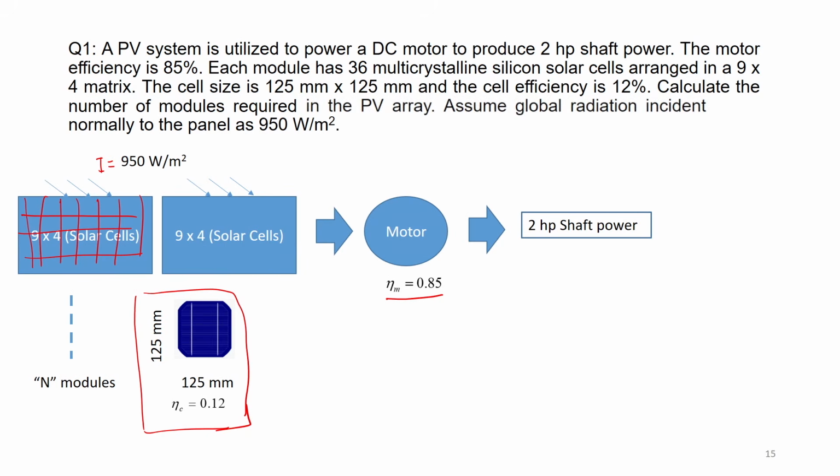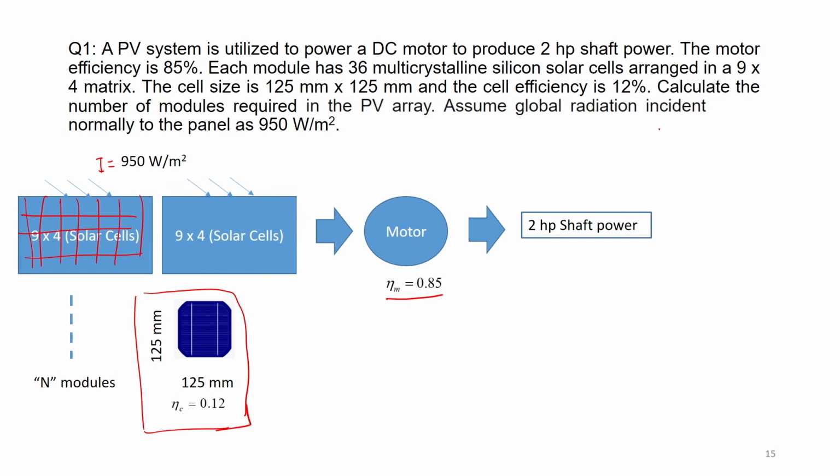So, what are the parameters given? Shaft power output is 2 HP, and then conversion efficiency of the motor is given as 85%, and cell efficiency is 12%, and then how the cells are located, meaning how many cells constitute the module, that is given to us, and then the amount of solar radiation received by the modules is given to us. Okay? Now, let us solve this problem.